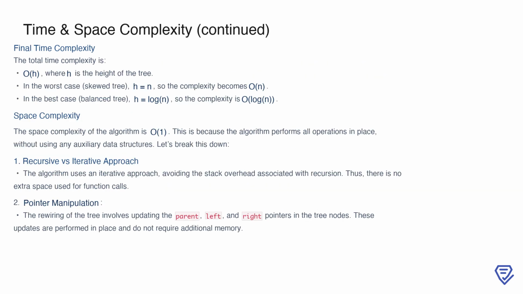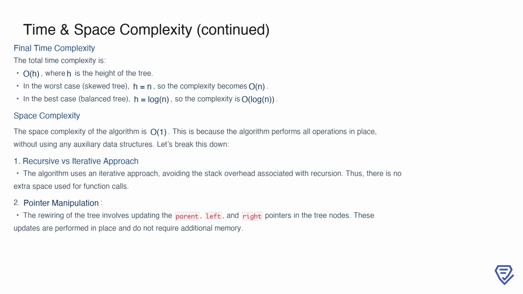With that in mind, the total time complexity of the algorithm is O(h), where h is the height of the tree. For a skew tree, which is the worst case, the height h equals the number of nodes n, and the complexity becomes O(n). On the other hand, for a balanced tree, the height h is proportional to log n, making the complexity O(log n). Now let's turn to space complexity. The algorithm has a space complexity of O(1), because all operations are performed in place without requiring auxiliary data structures.